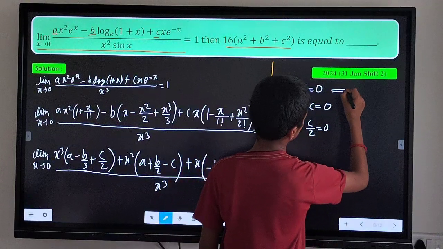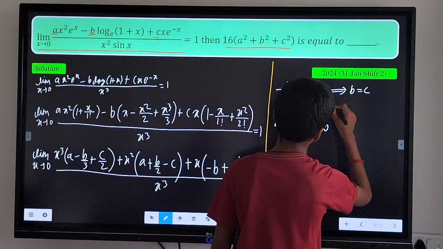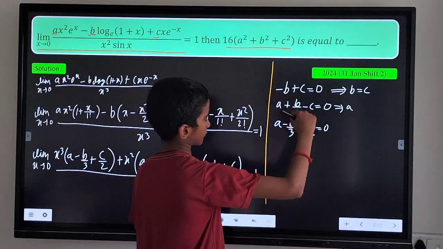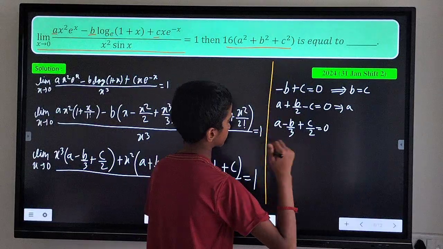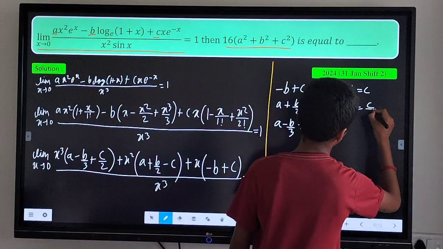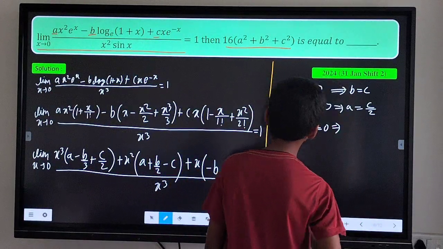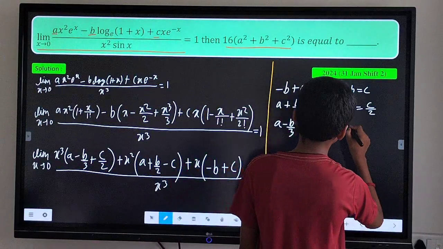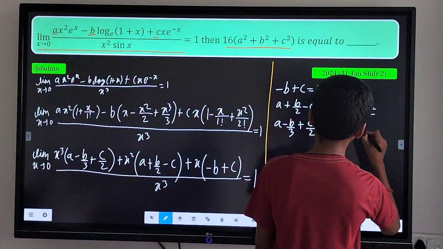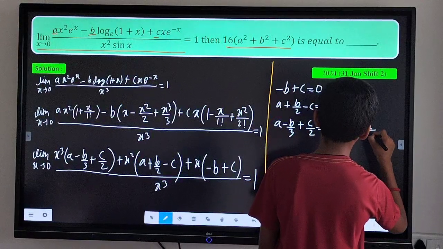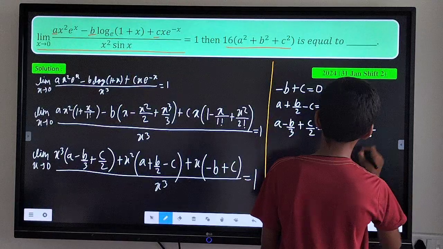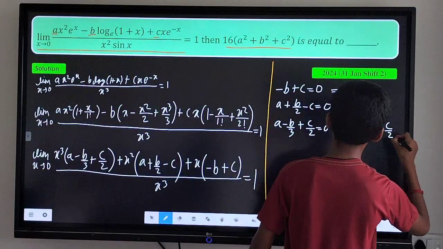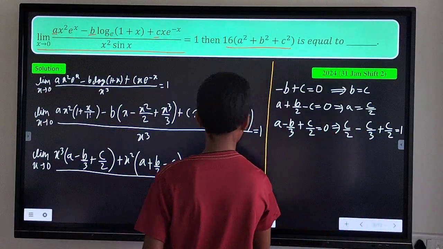So from this equation we get our b is equal to c, and from this equation when we put b is equal to c, our a will be c by 2 minus c, which is minus c by 2, so our a will become c upon 2. Implies here a minus b by 3 plus c by 2, which is c by 2 minus c by 6, minus c by 3 plus c by 2, which is equal to 1.